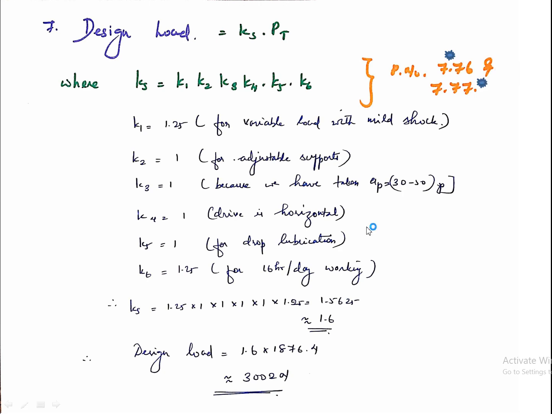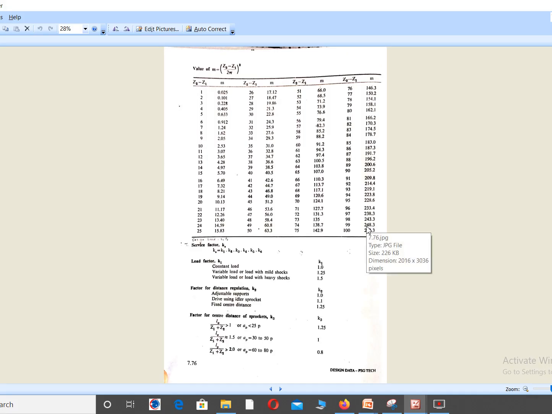So we'll see how it is selected. This is your page, and you can see the service factor equation is given over here. The first condition is load factor K1. You can select it for constant load, variable load with mild shock, variable load with heavy shock and so on. Since nothing is said in the question, you can take any of the values and just mention the condition which we are selecting. Similarly, all other parameters can also be selected depending upon the conditions.